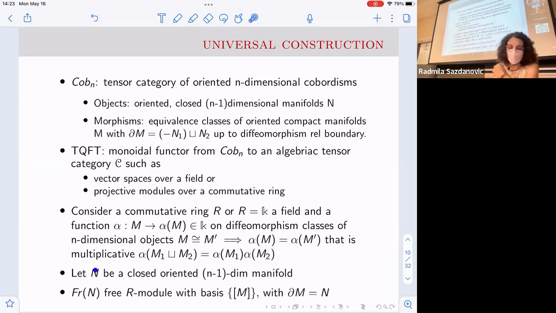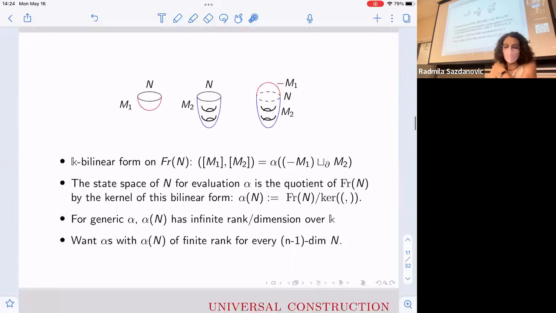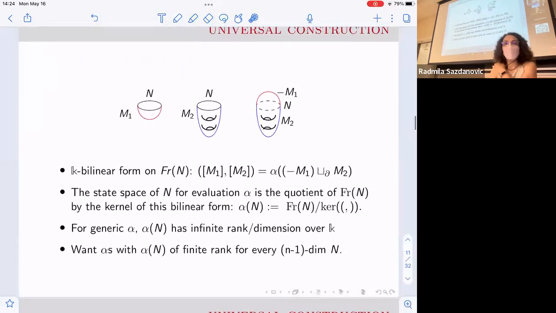Now let's go one dimension lower and see what happens with N's. So again, if N is a closed oriented n-1 dimensional manifold, in the universal construction, the way that we start with this, we're going to start with assigning a free R-module with the basis given by the symbols of these manifolds that have N in the boundary. Okay, so again, F(N), the free module on N, is generated by all manifolds that have N in the boundary. And then what do we mod out by? Up to diffeomorphism always, yes.